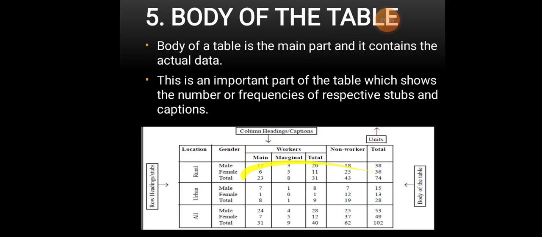So the main thing which I can tell is about the marks, or the body of the table which is present. So maybe I have got 25 in economics, maybe I have got 30 in accountancy. All these things will be kept under the body of the table. This is an important part of the table which shows the number of frequencies for respective stubs and captions. Based upon the respective stubs and captions, we will get to know the actual data present in the body. So that is about the body of the table, which is the actual value present in the table.